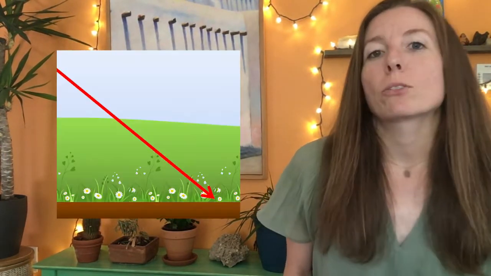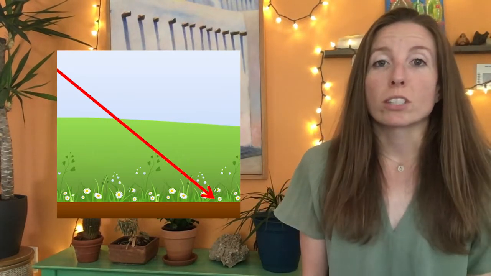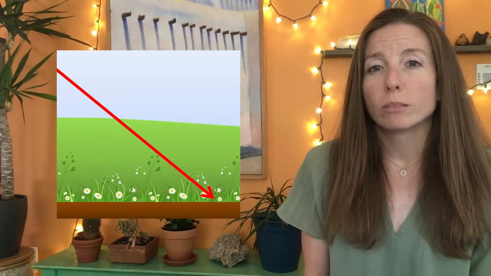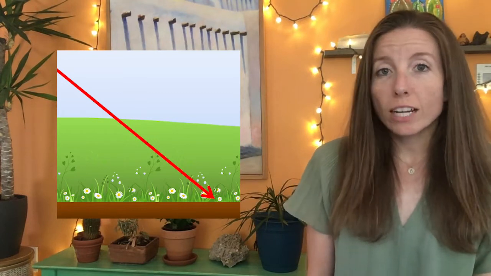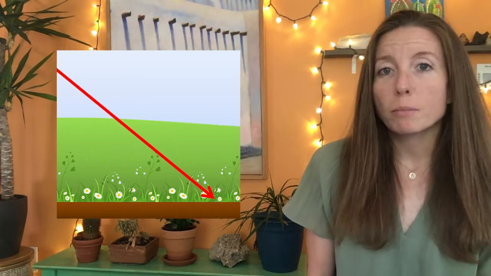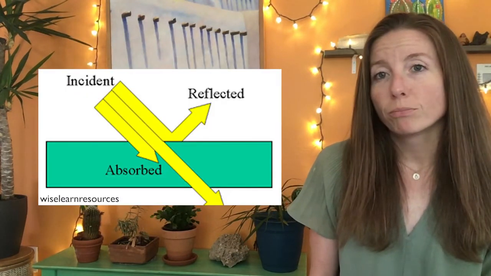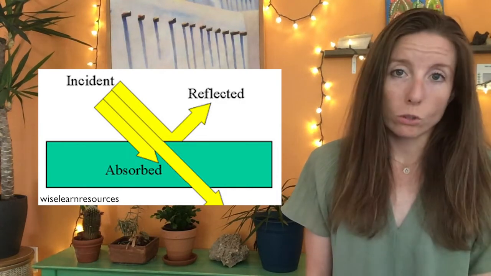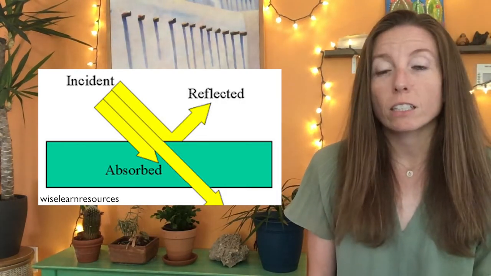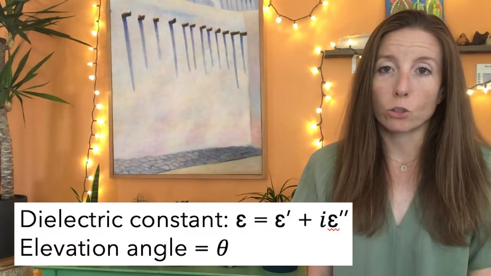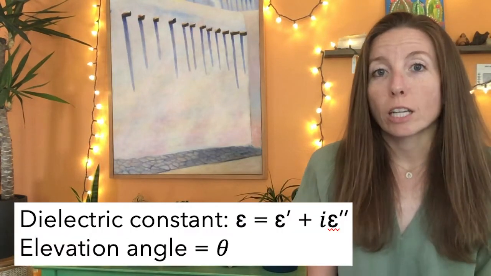Let's pretend that we have a radar that's transmitting microwaves towards something. Let's say some bare soil. The microwaves are going to interact with that soil, with part of the incoming energy being absorbed by the soil, some of it being transmitted through the soil, and then some of it being reflected off of the soil. The extent to which the microwaves are absorbed, transmitted, or reflected depends on the dielectric constant of the soil, as well as the angle of the incoming transmission.